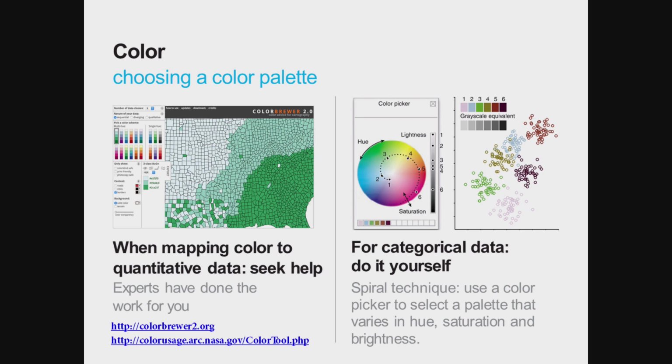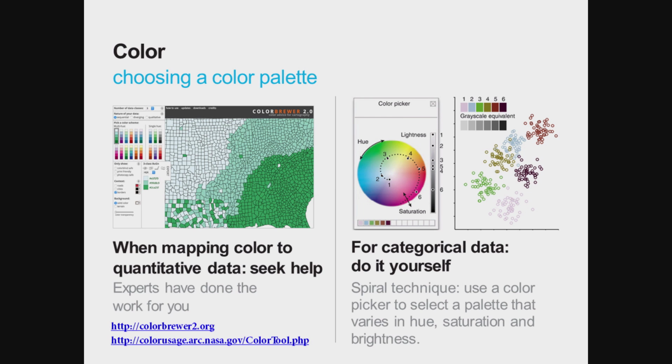Now, for categorical data, the danger is not quite as bad, and you can do it yourself if you just understand a little bit about color. So if you're using color to signify different categories, so it's not representing a number; it's representing a category, then you can make your own color palettes.